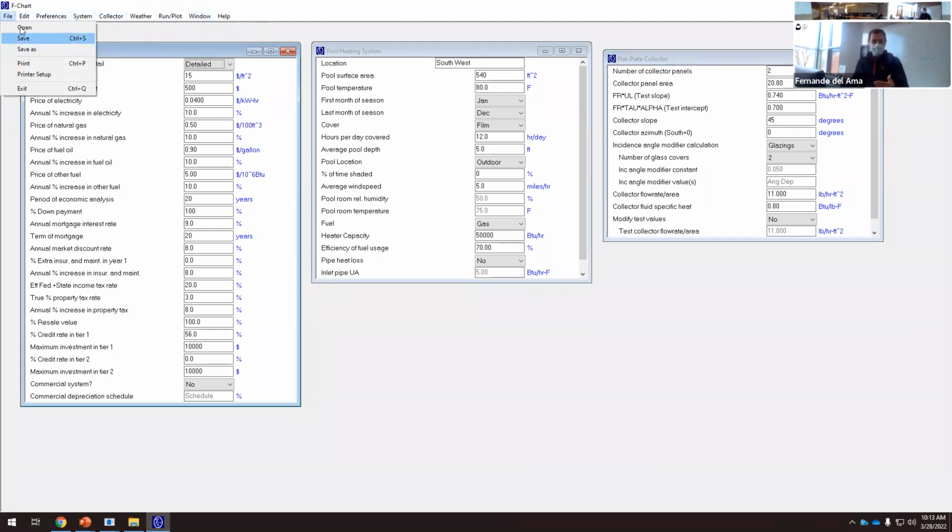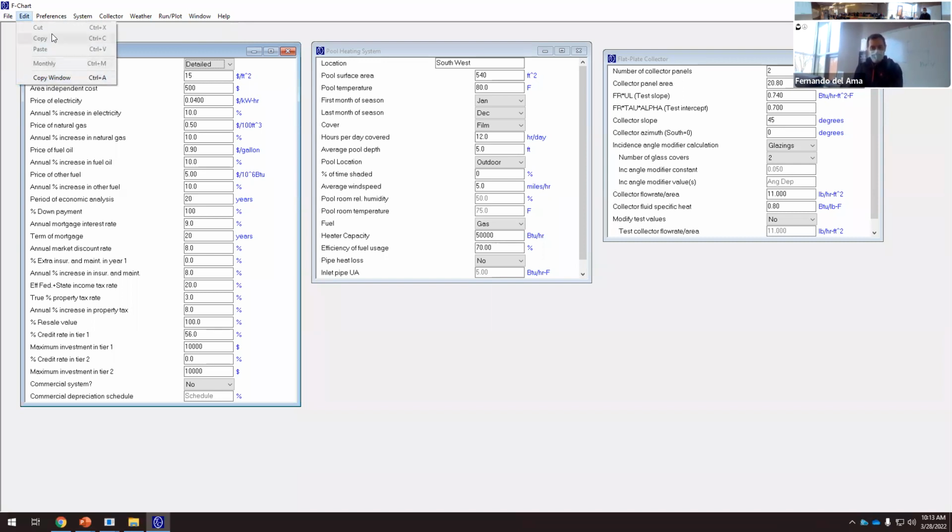Here we have file to save. With this demo, you can't save a project. If we want to spend $100 or $200 on this software, go ahead. But with the demo, we can't save the project, so we have to start the project and finalize it right away, because we cannot save it and continue later.